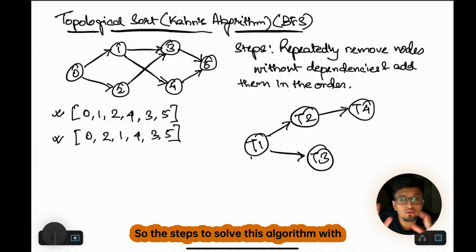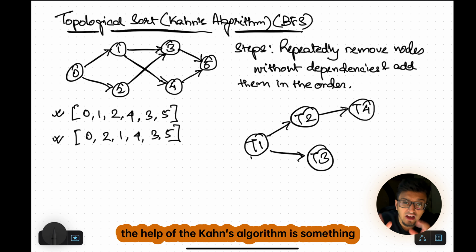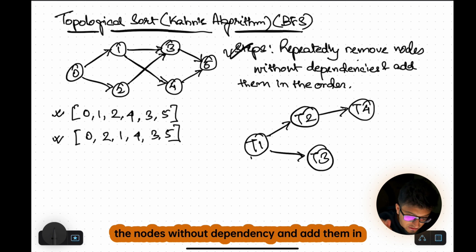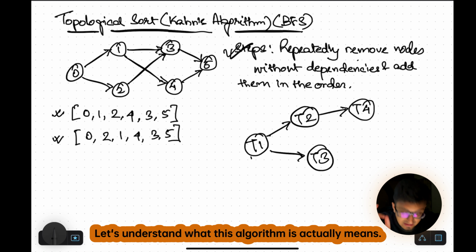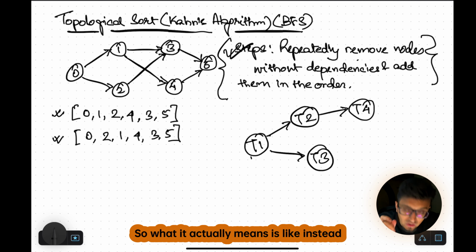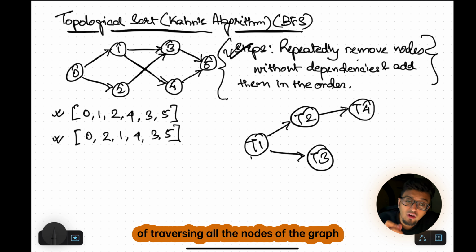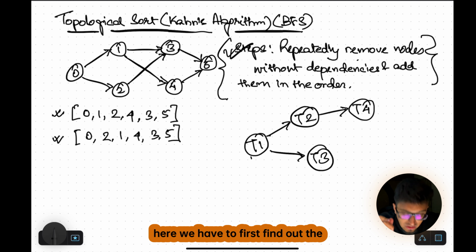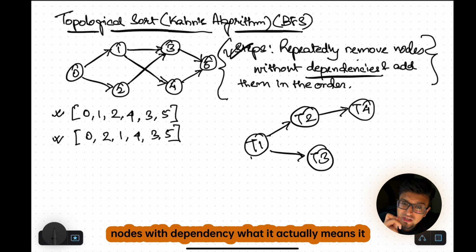The steps to solve this with Kahn's algorithm are something like this. We have to repeatedly remove the nodes without dependency and add them in the order. Let's understand what this actually means. Instead of traversing all the nodes of the graph, just the way we did in our last video, here we first have to find out the nodes with dependency. What does it actually mean?